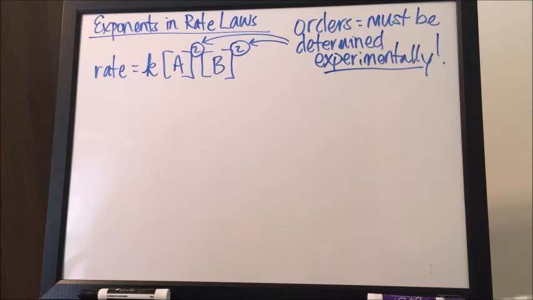They do not come from the balanced equation. So if you've picked up nothing else that I've said today, please remember that those orders do not come from your coefficients. Coefficients tell us so much, but in this case, they have nothing to do with the orders in a rate law.